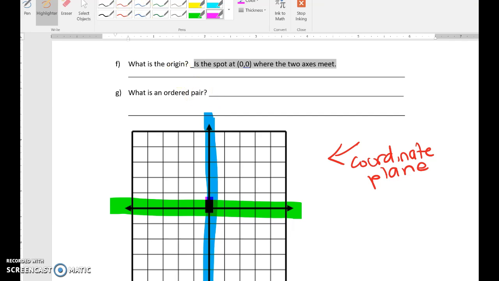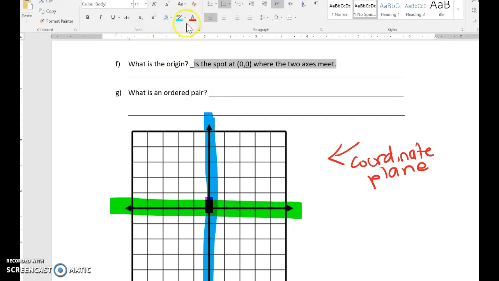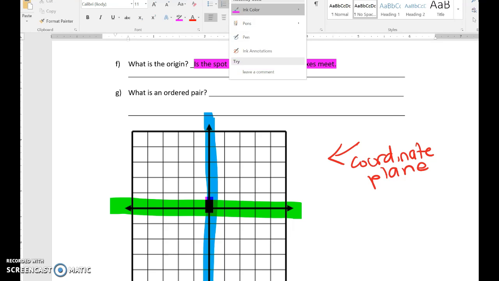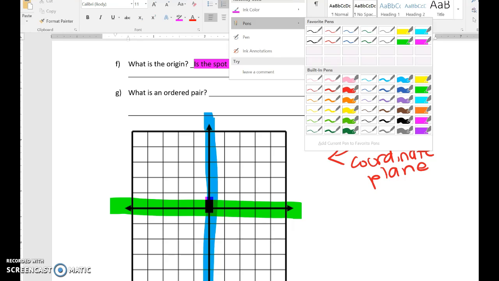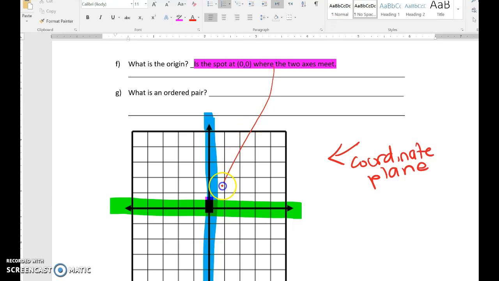Not that you can see it, but the idea is that we use our tools to make sure that we really understand what we're writing down, so that when we go back and look at our notes, they make sense to us.